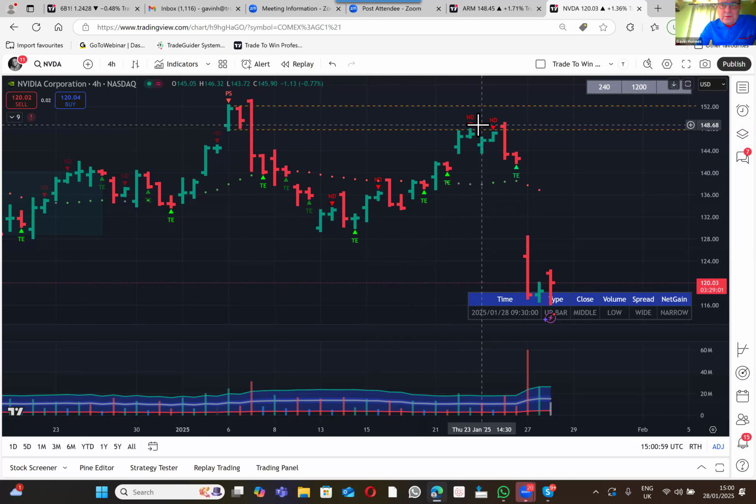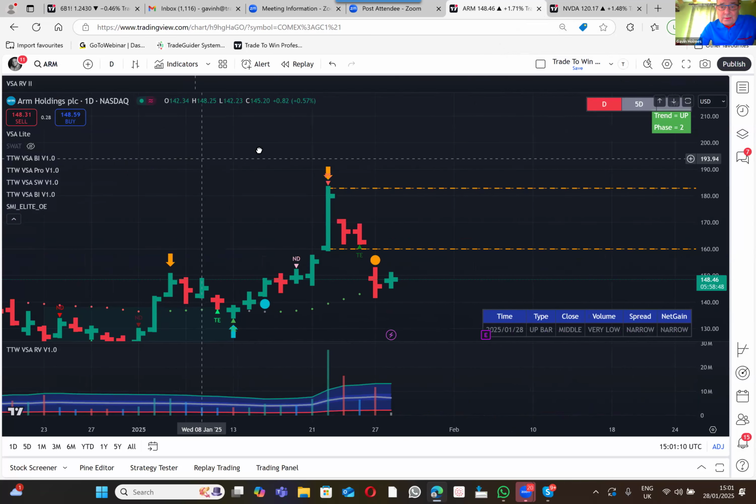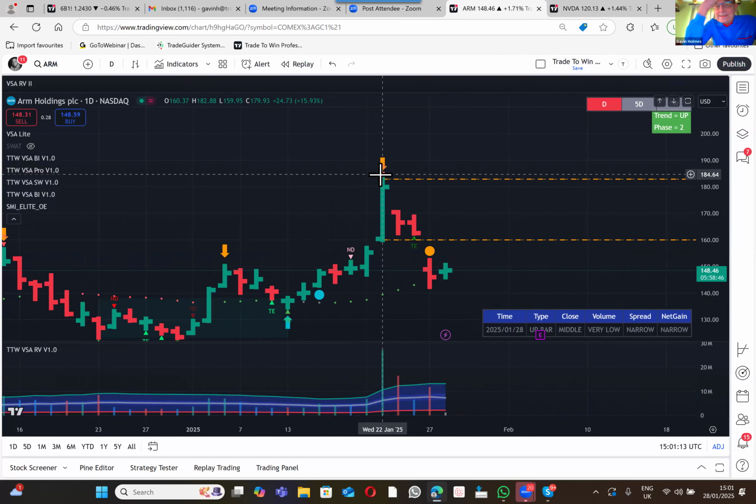So what do we do with this? How can we even look at this? We go to ARM, and this is an even better example. Now we've got SMI, the smart money indicator. This was the biggest trade I've seen on the daily chart ever. Everything lined up. And it's going to go down tomorrow massively.